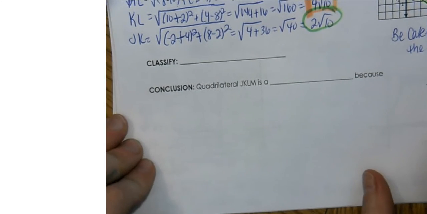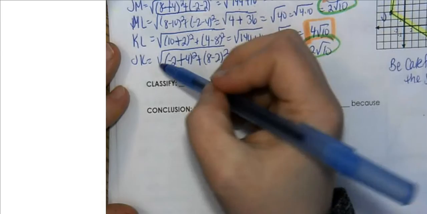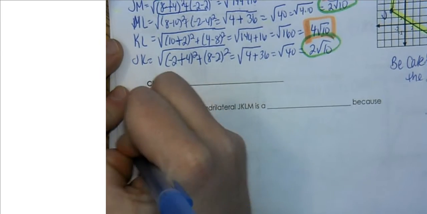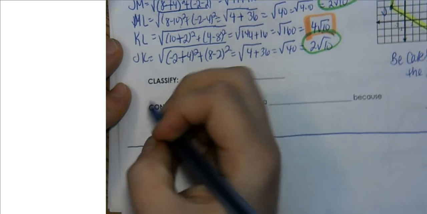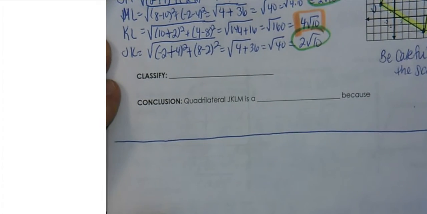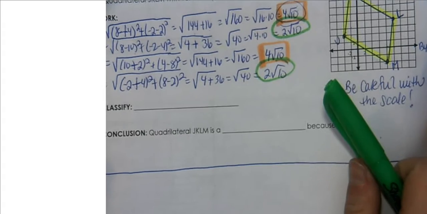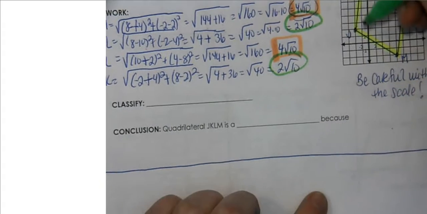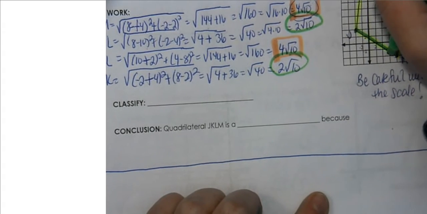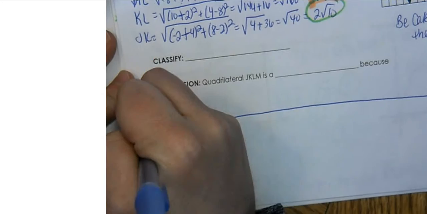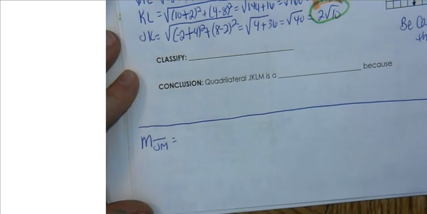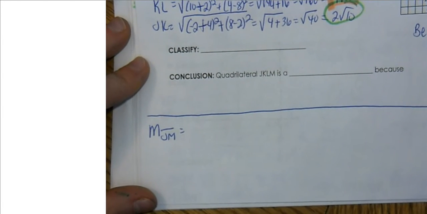I ran out of space, so I'm going to put my space for slopes down here. I'm going to draw a line just so that I have room for my conclusion statement. And I'm going to find all of the slopes going all the way around, starting with JM. So I need to find the slope of J to M. Remember that the slope formula is y2 minus y1 over x2 minus x1.